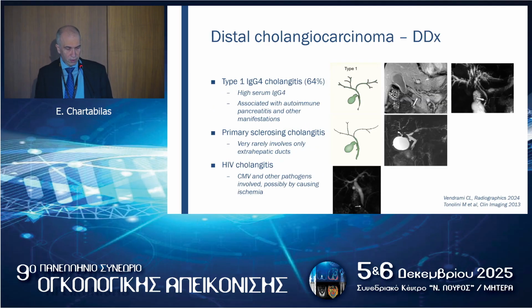The differential for distal cholangiocarcinoma is mainly inflammation, so we have to exclude IgG4 cholangitis, particularly type 1, which involves only the ampulla of Vater, but you may also see other features, for example, autoimmune pancreatitis or infarcts in the kidneys. Primary sclerosing cholangitis, with multiple stenoses and dilatation, only rarely involving only the extrahepatic ducts, so look for the intrahepatic as well. And HIV cholangitis, which behaves like infection because the low immune status gives rise to infections with CMV and other pathogens, possibly by causing ischemia. Here's an example with stenosis in the sphincter of Oddi.